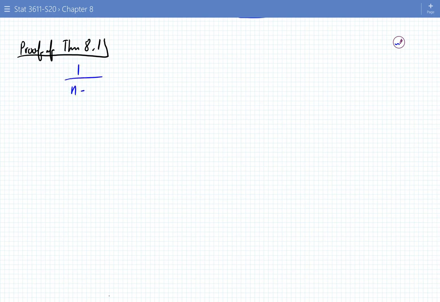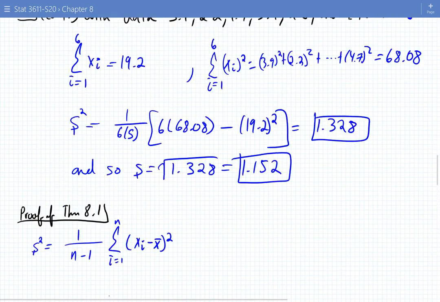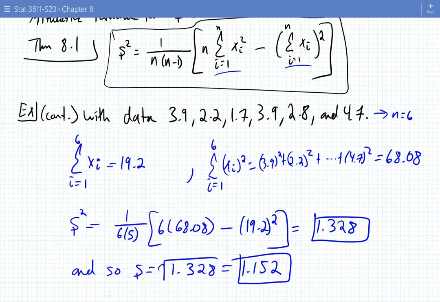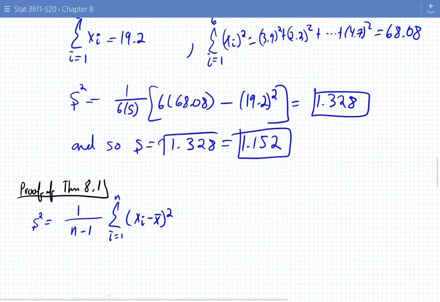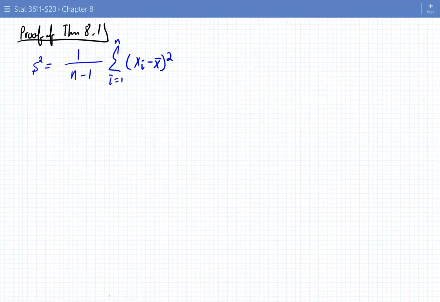The sample variance s squared by definition is 1 over n minus 1 times the sum from i equals 1 to n of xi minus x bar squared. Okay, that's our starting point, and our goal is to get to theorem 8.1: 1 over n times n minus 1, times n times the sum of the squared xi's minus the square of the sum of the xi's. All right, so let's see what we can do here.